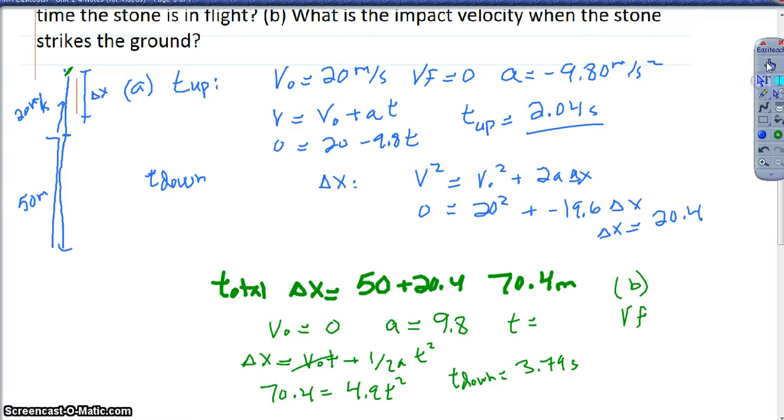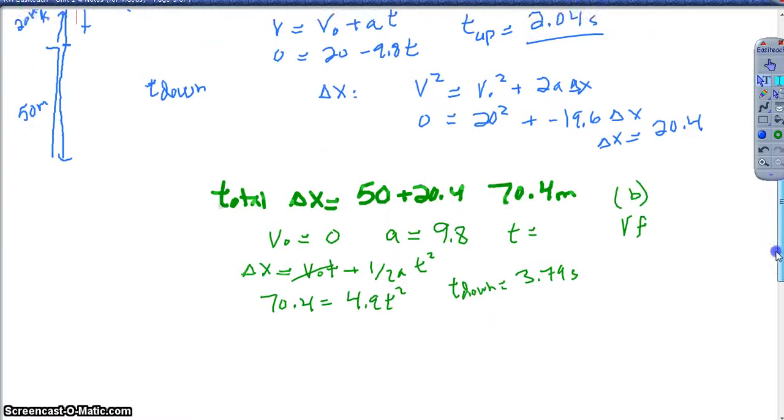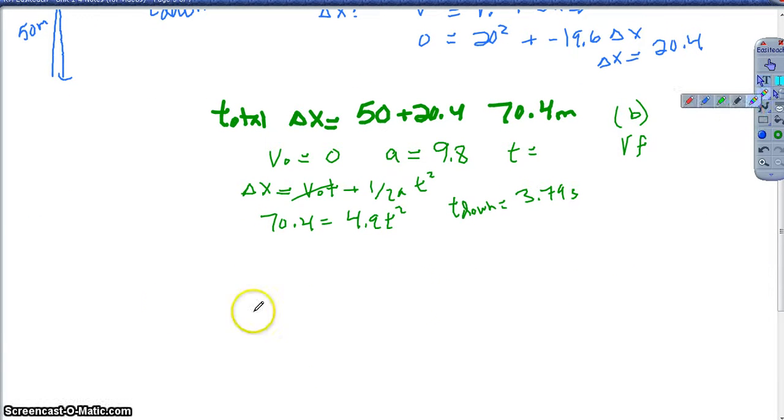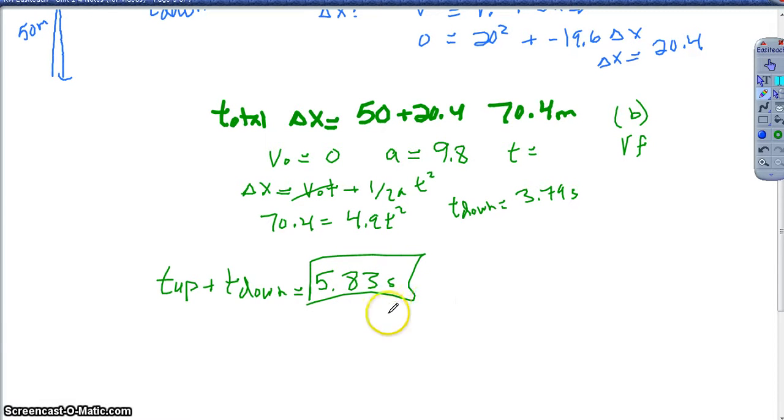So to answer part A, I've just got to total up those two times. 2.04 was the time it took to go up, plus 3.79 for the time to go down. Adding those two up should be about 5.83. Depending on where you've rounded off, it can vary a little bit, but it should be pretty close to 5.8 something.